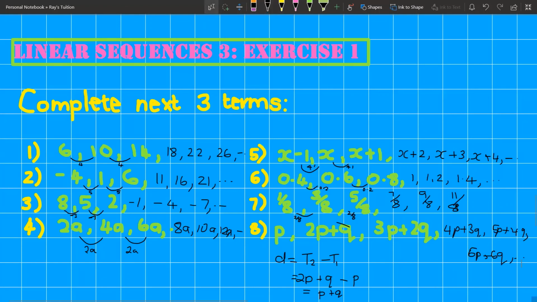So that is just completing the next three terms in the pattern. It's a simple exercise, but it's important that you get the hang of doing these types of questions.